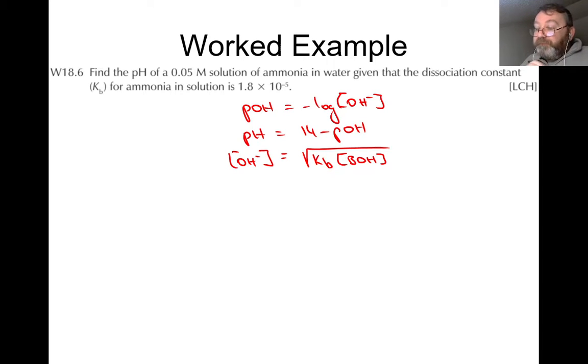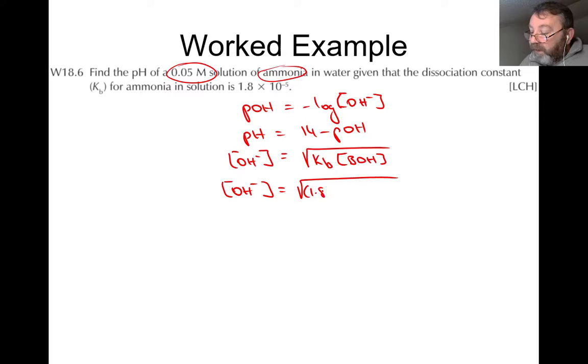Now, what am I given? I'm given the concentration of a base, because ammonia is a very weak base, thanks to Bronsted-Lowry theory, and the dissociation constant Kb. So straight away I can fill this formula in. The concentration of OH minus is the square root of 1.8 by 10 to the power of minus 5, that's Kb, multiplied by the concentration of the original base, 0.05.